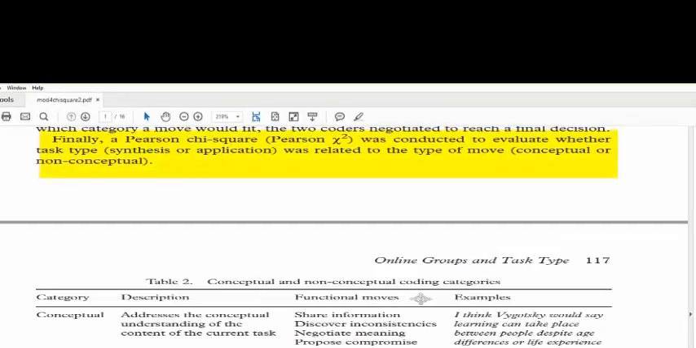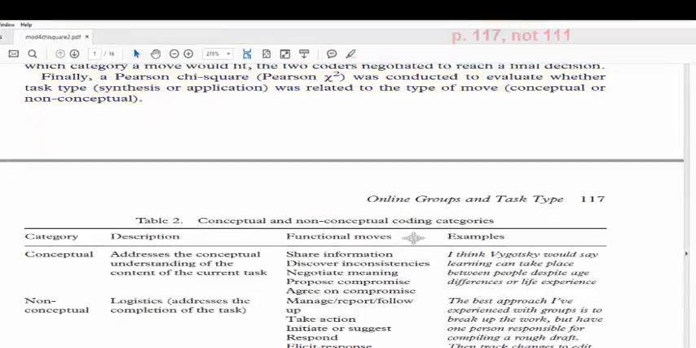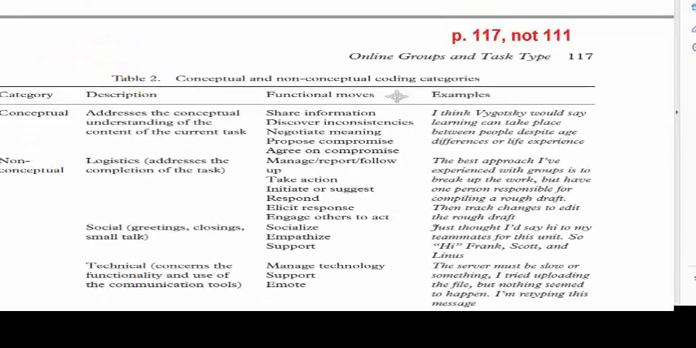They really have two types of categories. So the first type is task type, and you have synthesis or application. And the second type of category is the type of move, which is conceptual or non-conceptual. And so you can see on the top of page 111, they create a table to give you an overview of how they're addressing those categories.